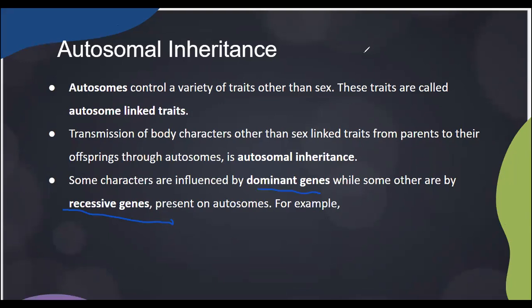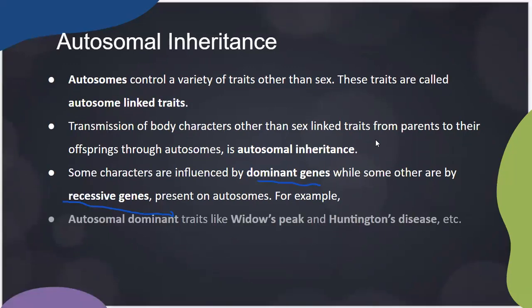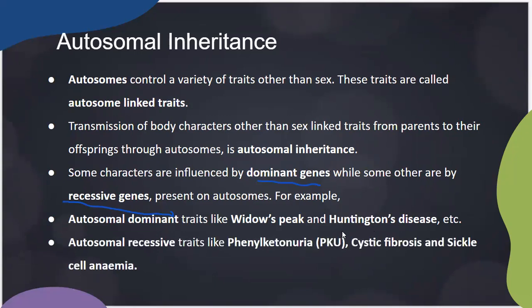Examples that we will be doing are widow's peak, Huntington's, and phenylketonuria. This is another example, but we are not going to do it in detail as it's not in your syllabus, but it's an example that you should know. So dominant traits are widow's peak and Huntington's. How dominant and recessive work, we will see in the next slide.